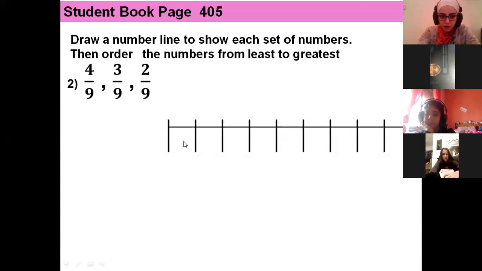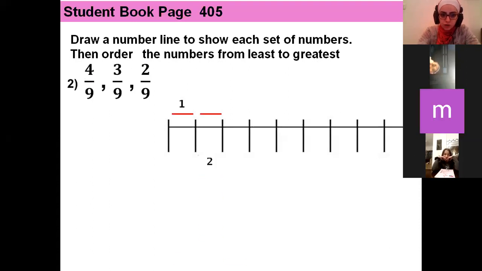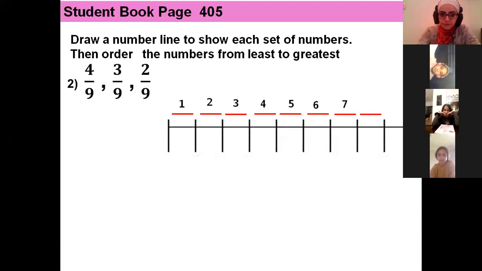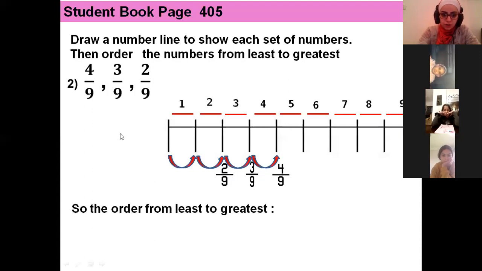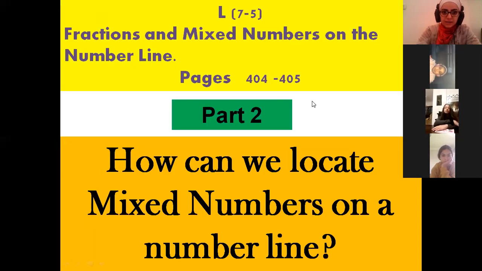Let's plot them. 4/9 is going to be the 4th part. So this is 1, 2, 3, 4. This is 4/9. This is 1, 2, 3, 4, 5, 6, 7, 8, 9 spaces. Now, count the jumps. When you count 2 jumps, that's 2 over 9. 3 over 9 is the third jump, and 4 over 9 is the fourth jump. So it's now ordered. 2 over 9 first, then 3 over 9, and 4 over 9 is the largest. So when you order them, you just put them as we have them. Now, fractions and mixed numbers on the number line.